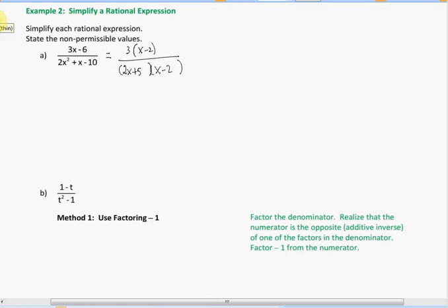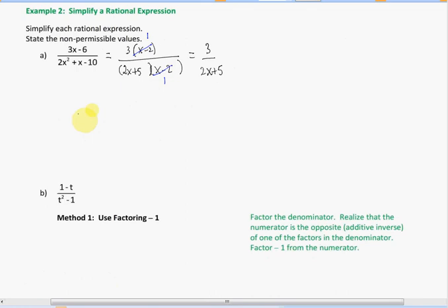Okay, so we're going to reduce. x minus 2 goes into itself once, x minus 2 goes into itself once, and we are left with 3 over 2x plus 5.